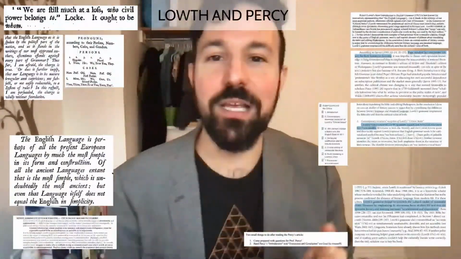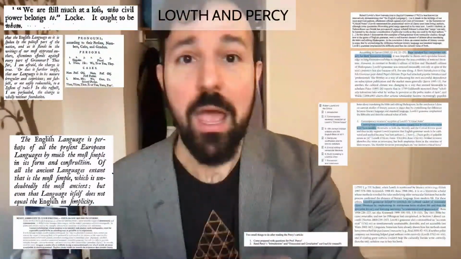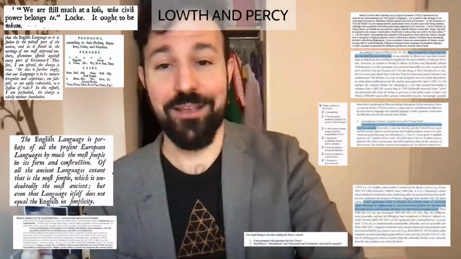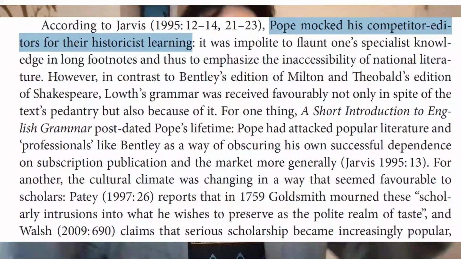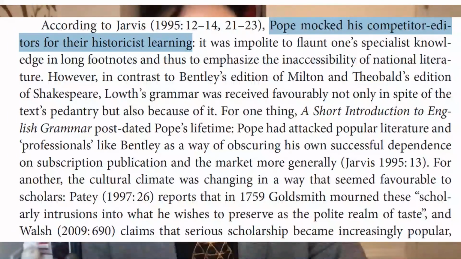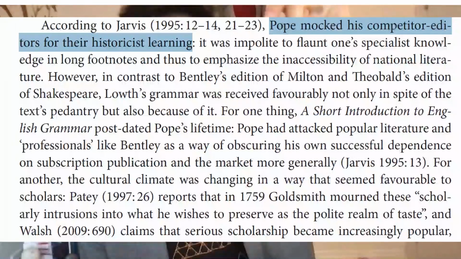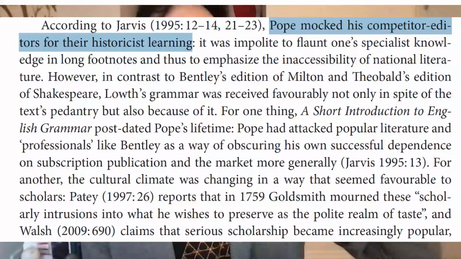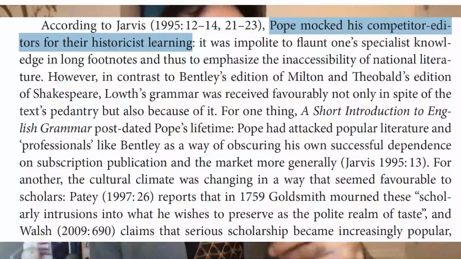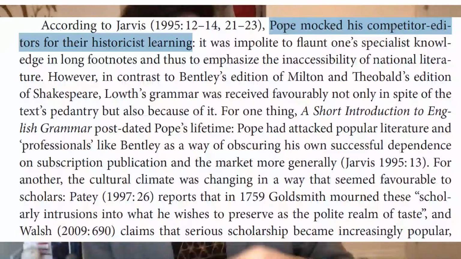I don't mean to suggest that Percy, in her straightforward clarity, has no fun, or that she's dry. You may have noticed in her conclusion, Pope mocked his competitor editors for their historicist learning. Right? A construction that makes really clear who Pope is talking to and what he's doing, right? His competitor editors, but also that does it in a way that sounds, as you'll see in your reading from Pope next week, a bit like Pope's own poetry, competitor editors.